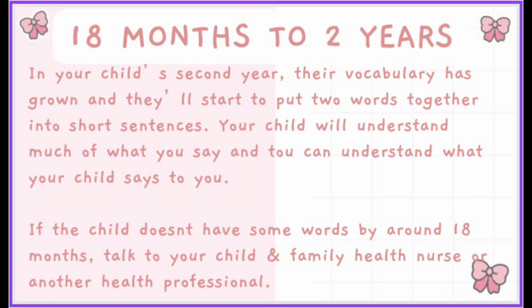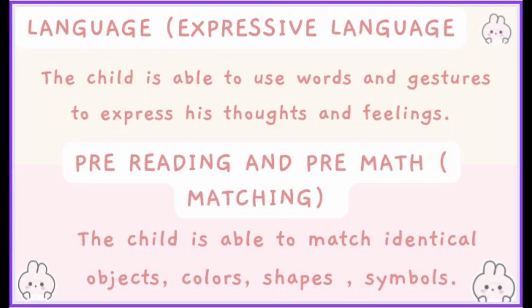If the child doesn't have some words by around 18 months, talk to your child and family health nurse or another health professional. Language, expressive language. The child is able to use words and gestures to express his thoughts and feelings. Pre-reading and pre-matching. The child is able to match identical objects, colors, shapes, and symbols.